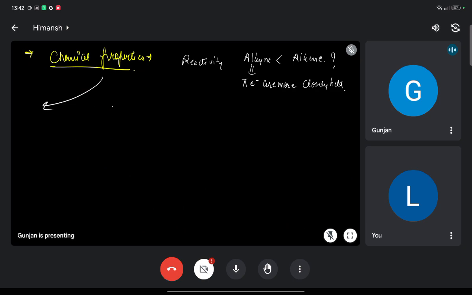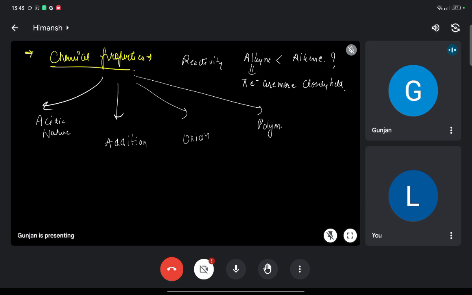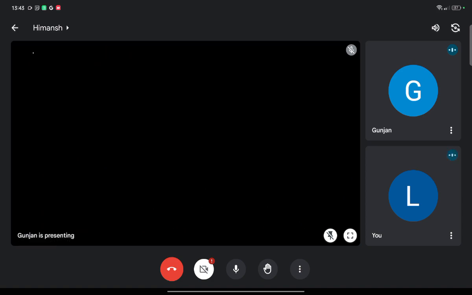The chemical reactions we are going to discuss in this chapter are acidic nature, which you already know from the previous section, addition reaction just like alkenes, oxidation reaction, and polymerization reaction. Let's discuss them one by one. Acidic nature. Let me save it first, Himansh.